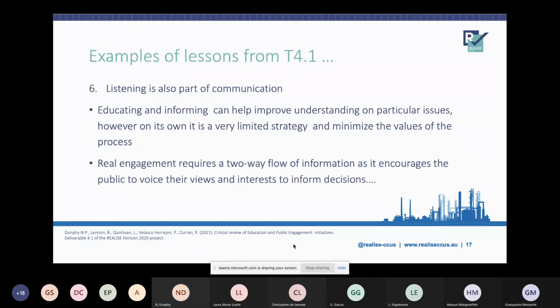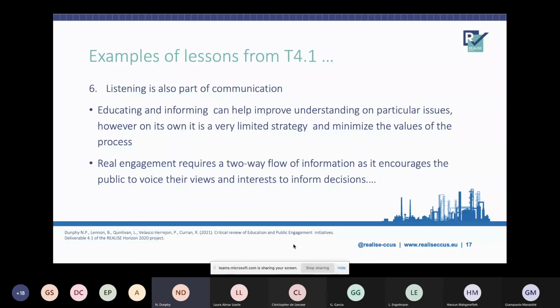And this is key, and this is something that is often overlooked in these type of engagements: listening is also part of communication. In fact, it may well be the most important part. So educating and informing can help improve understanding on particular issues, but on its own is a very limited strategy, and it minimizes the value of the process.